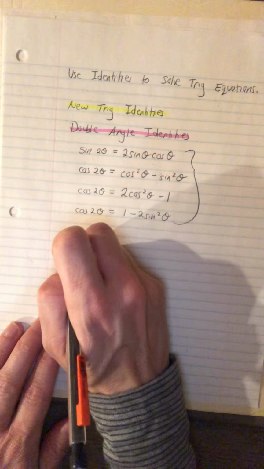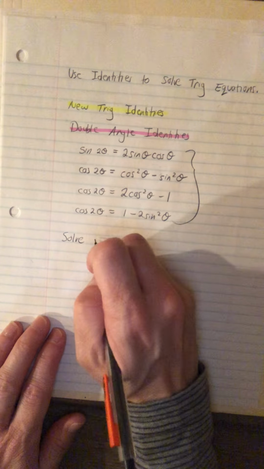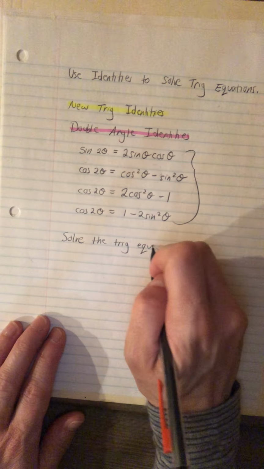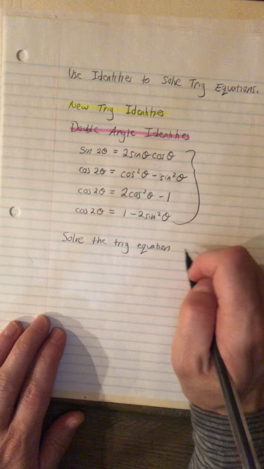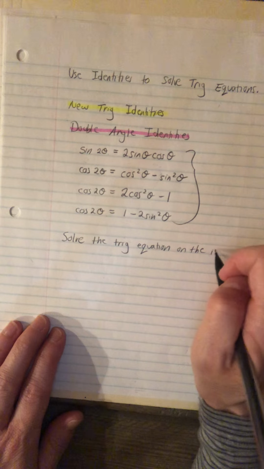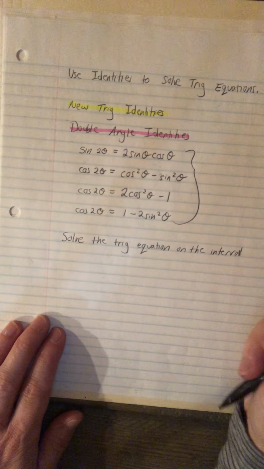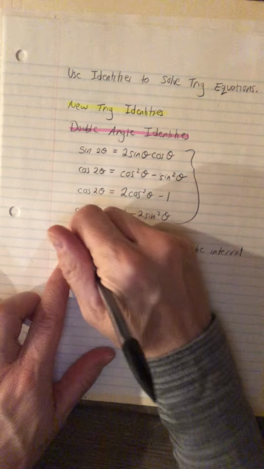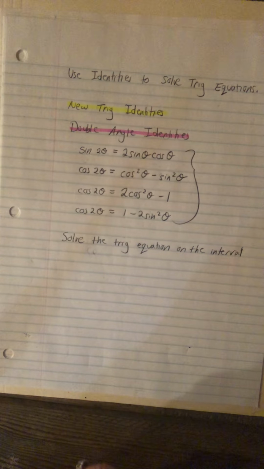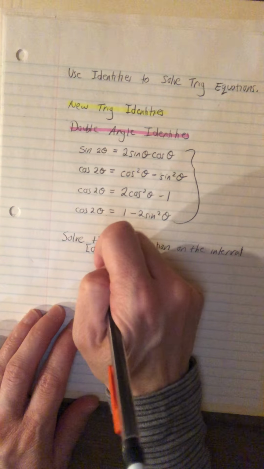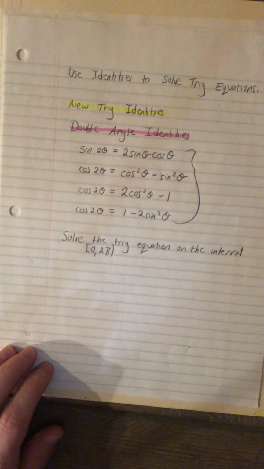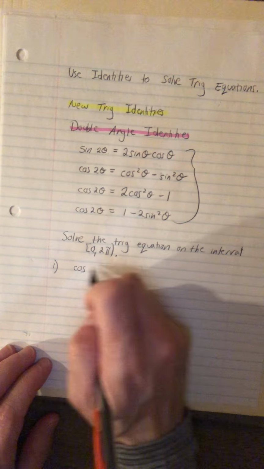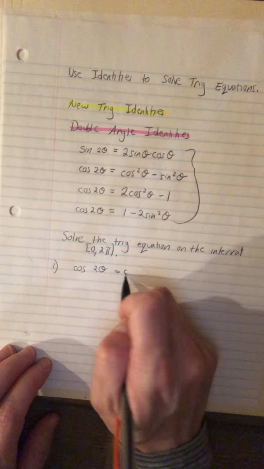So we're going to start with, again, our same directions. Solve the trig equation on the interval 0 to 2 pi, which should have the bracket there. Sorry, guys. We're solving on that same interval, so I didn't change anything there. So the first problem we're going to look at, we have cosine of 2 theta is equivalent to cosine theta.